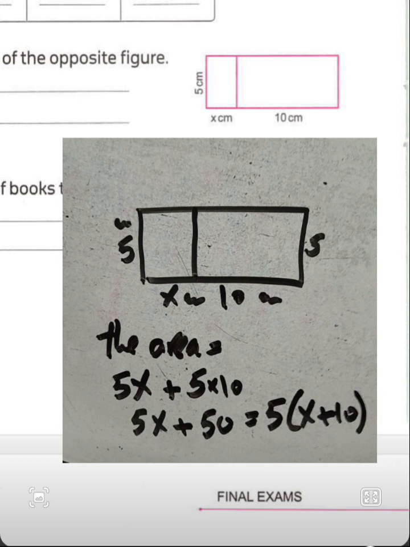About the area of this rectangle, length times width. The length here is x plus 10 and the width equals 5. Then the area equals 5 multiplied by x plus 10. Or you can find the area of each rectangle. The first rectangle here is 5x, and the area of the next rectangle, 5 times 10, equals 50. Then the area equals 5x plus 50 equals 5 multiplied by x plus 10. Okay.